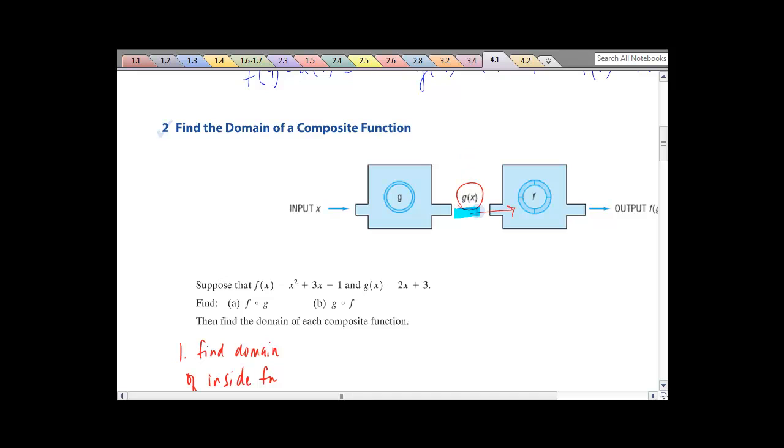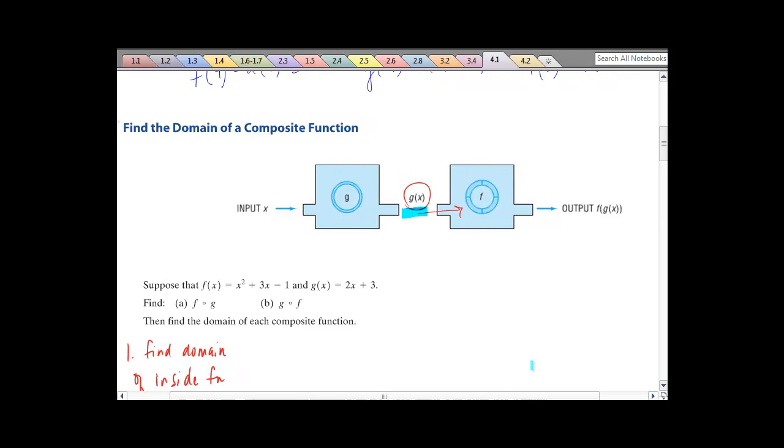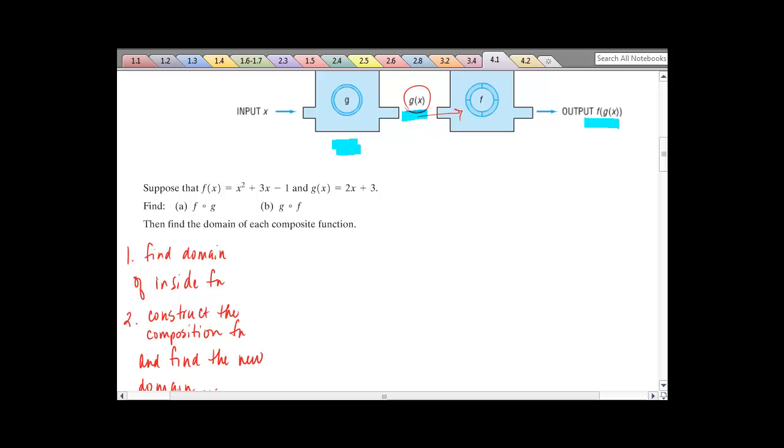I get some answer here, and that's the answer that I'm going to plug into the second part of my function machine. So I'm evaluating the function f at my new answer, and I get a final answer here. That's the process that we're going through, and we want to keep that in mind as we talk about the domain of a function, because really, the domain of the inside function and the domain of my answer are related. Okay, so let's look at this example down here.